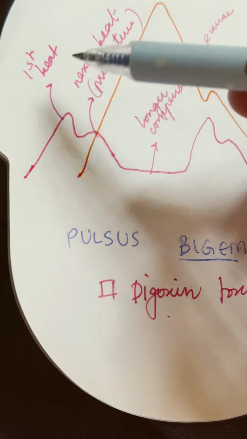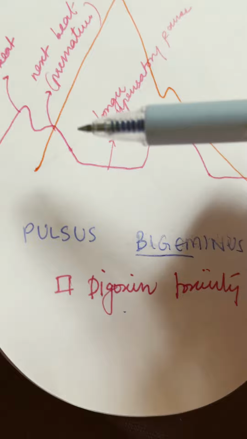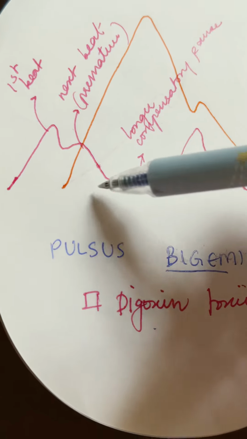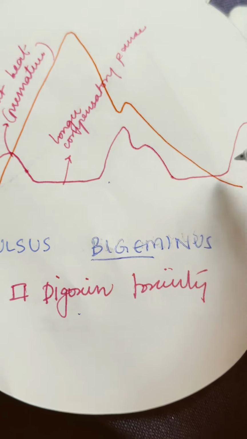This affects the strength of the pulse waveform, which may be more in this case. And since there is a premature contraction, it will be followed by a longer compensatory pause before the next contraction.